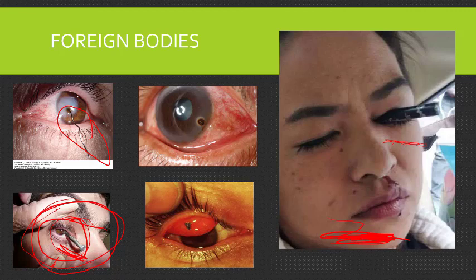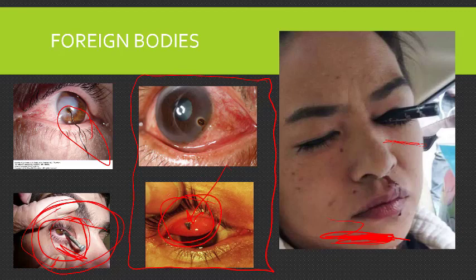That being said, that's still a terrible injury and that still needs an eye doctor anyway. But I also want to mention the two foreign body pictures in the middle here. The first one is the one on the bottom. This is averting the eyelid and noticing that there is a foreign body underneath the eyelid.